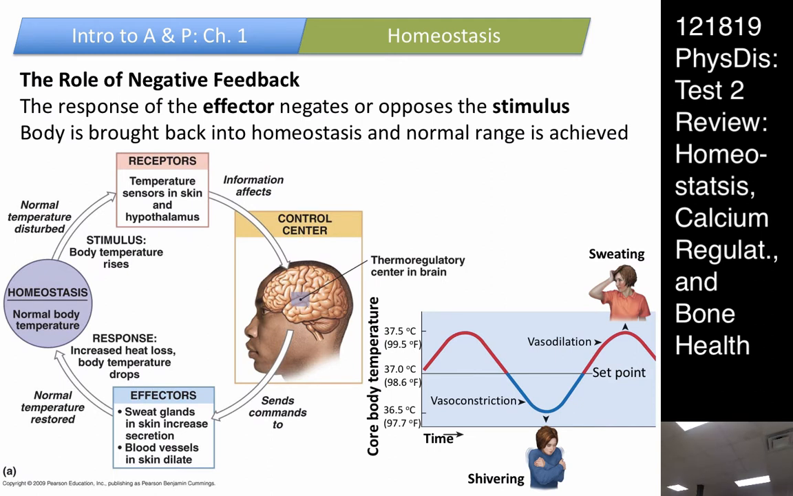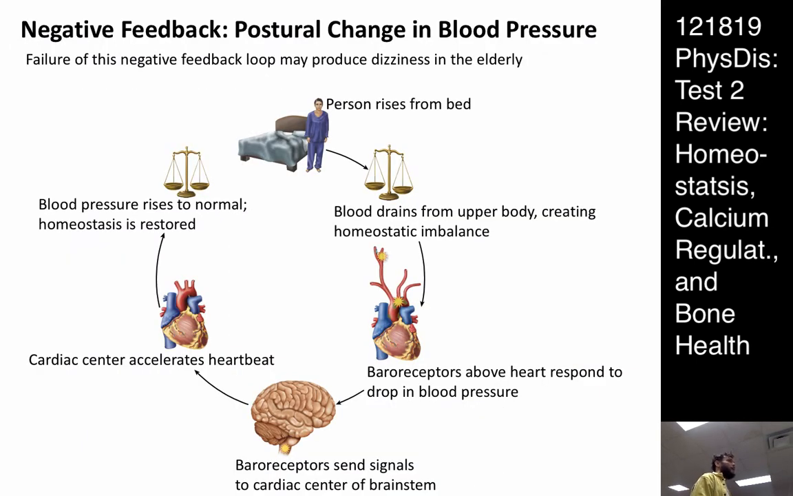In the body, it's just the same. Where there's body temperature, we have thermal receptors in the skin that send information to the brain. That's the integration center. And then it sends signals out to various effectors. There's sweat glands, you shiver, et cetera, or you flush, your capillaries dilate. All right, negative feedback.